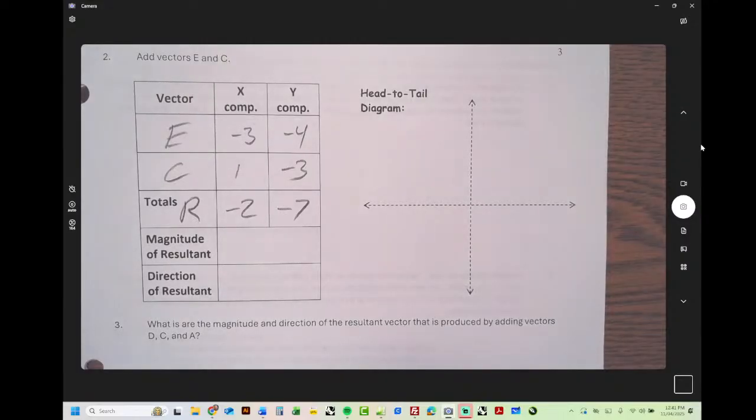People have asked, can you just leave the answer under the radical? Usually you're going to take that and use it for something. So usually we just convert it to a decimal. Makes me happier.